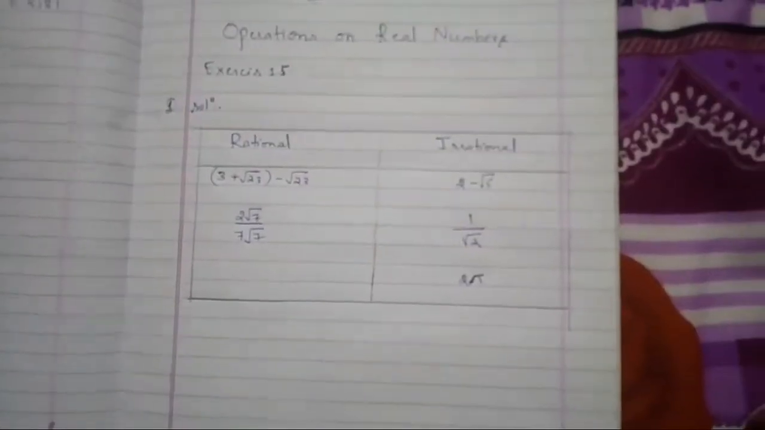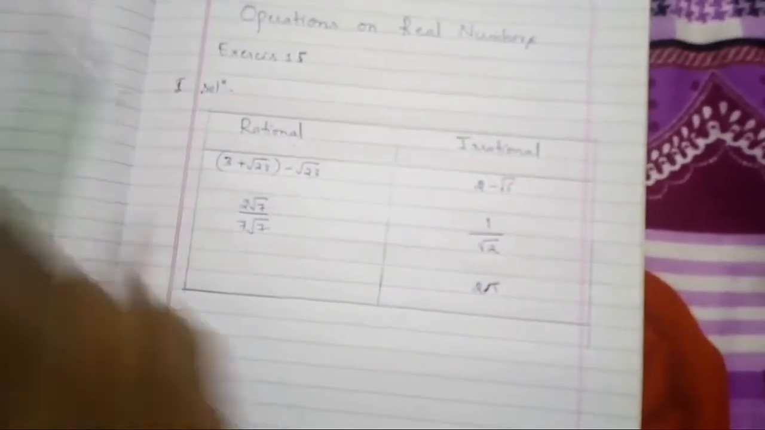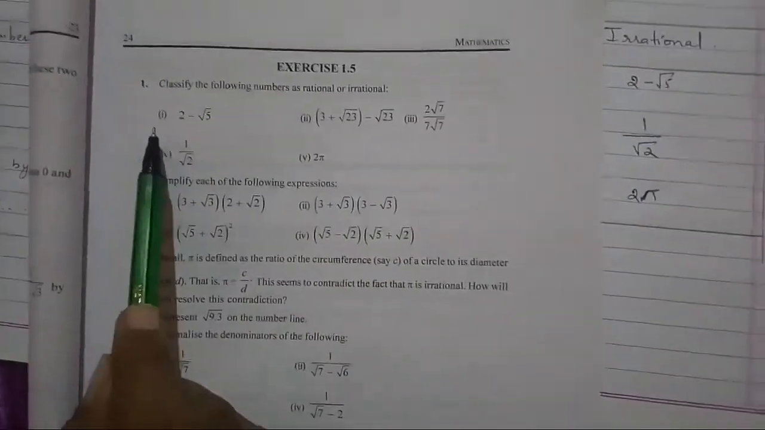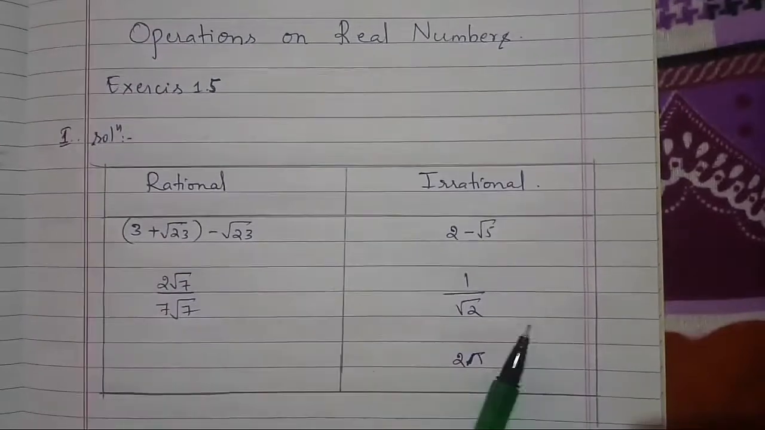Operations on real numbers. In exercise 1.5, copy the first question from the textbook. Classify the following numbers as rational or irrational. We need to classify the given 5 numbers as rational and irrational numbers. Put it in a tabular column to classify the rational and irrational.